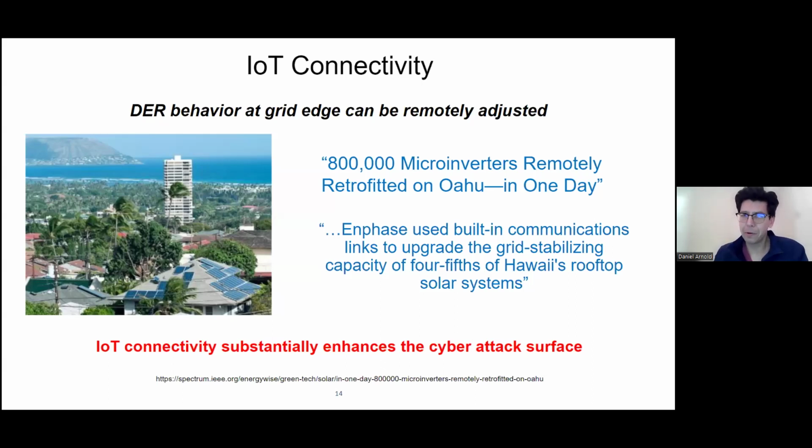Right. And so there was somebody who pushed a button back in Enphase's command center, which isn't far from where I'm sitting right now, actually. And four-fifths of all of the rooftop systems in Hawaii changed their behavior.